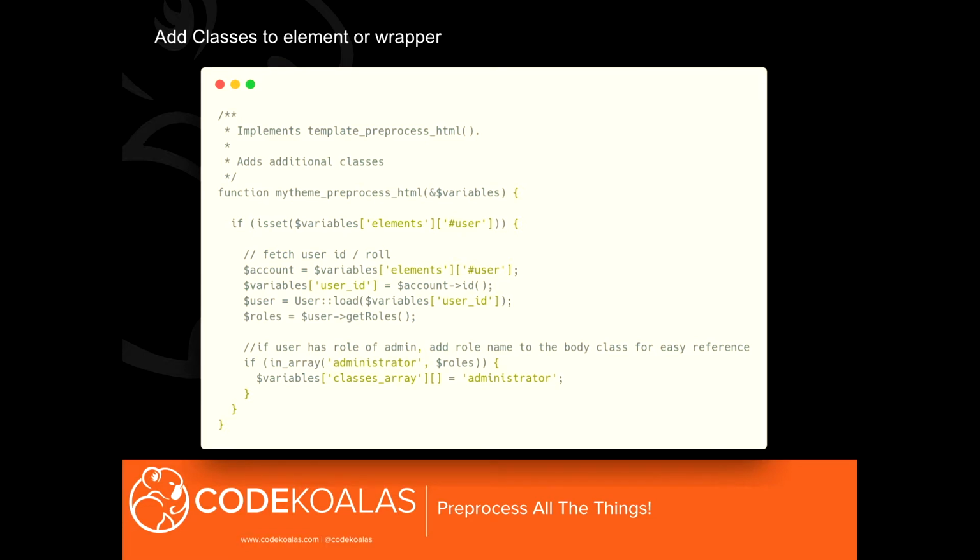And then we're checking down here if administrator is in the array of the roles that this user has. Then we're going to say variables classes array, new key, administrator, and then we just added the class administrator to the body of the page. So then you could say, oh, well, this div should only show up or be styled this way if an admin's viewing it. This is the way that you would do that.